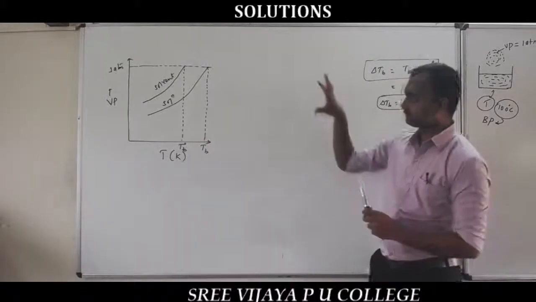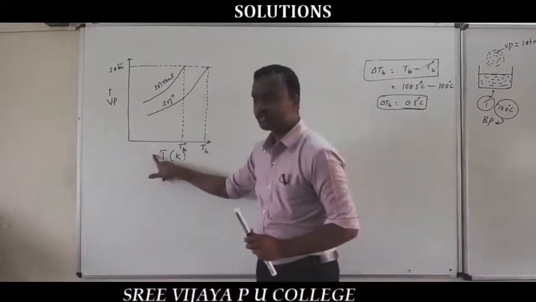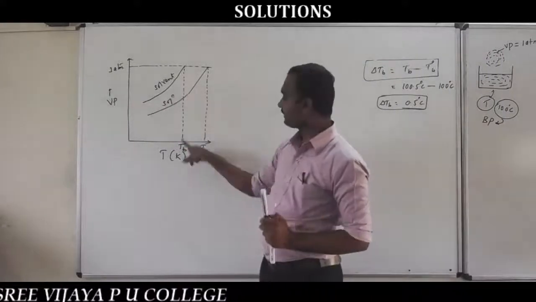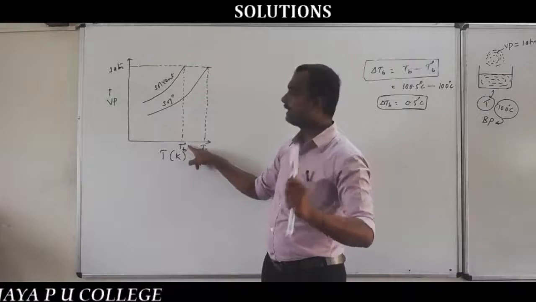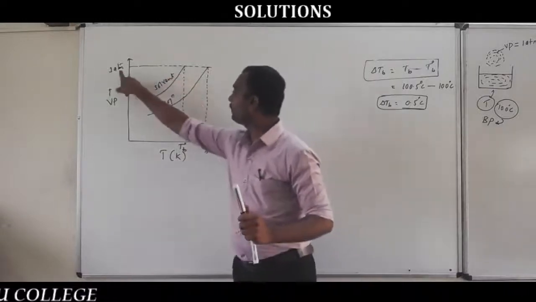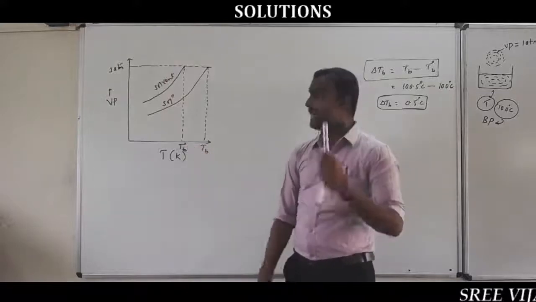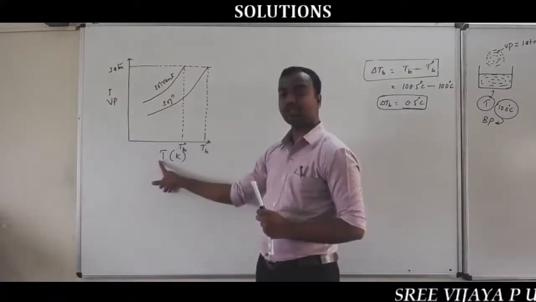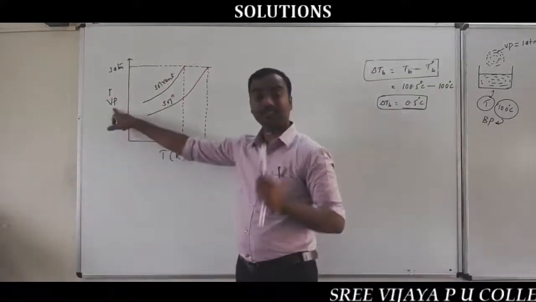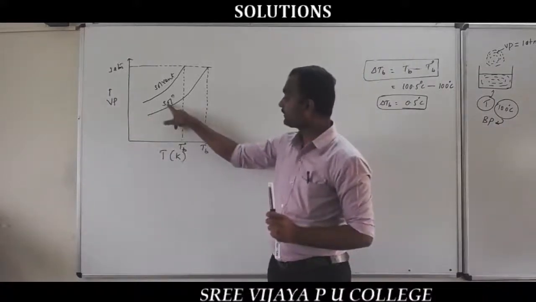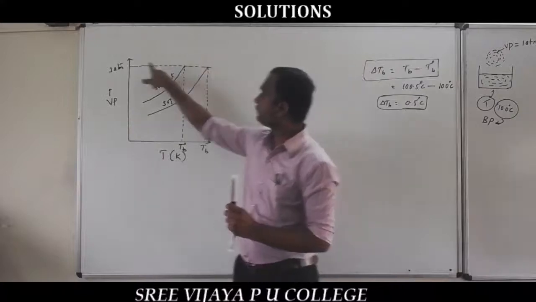As the temperature increases, vapor pressure keeps increasing. At a particular temperature T naught B, the vapor pressure of the solvent becomes equal to 1 atmospheric pressure. That is called the boiling point of the pure solvent. Again, for the solution, as the temperature increases, vapor pressure keeps increasing. At a particular temperature T_B, the vapor pressure of the solution becomes equal to 1 atmospheric pressure.